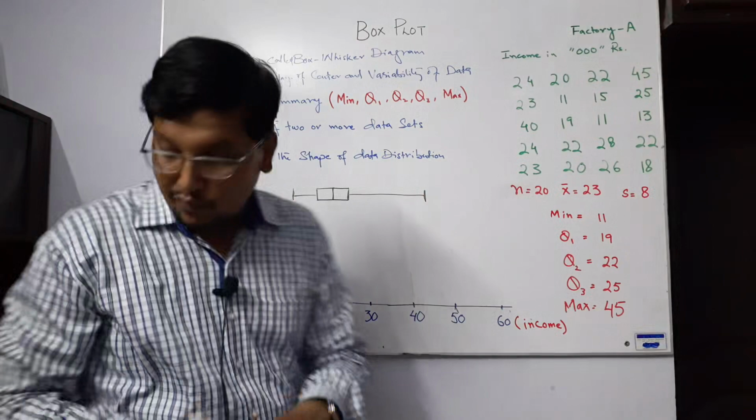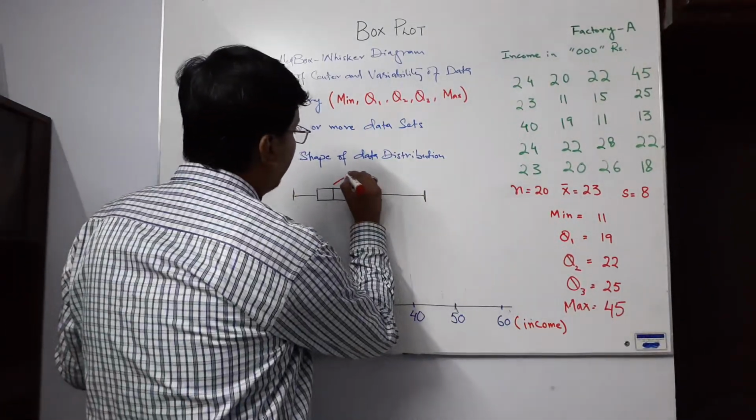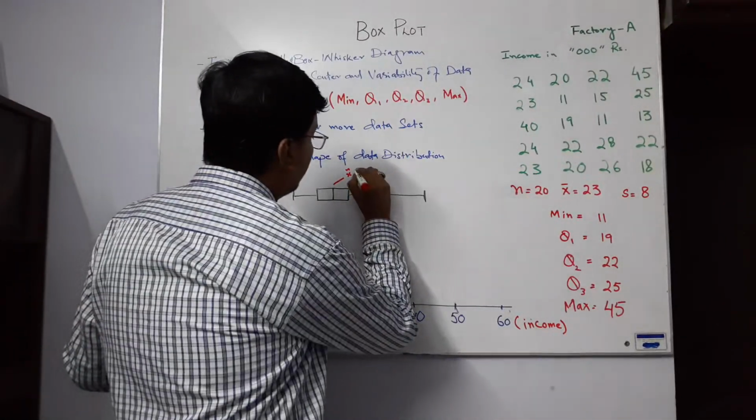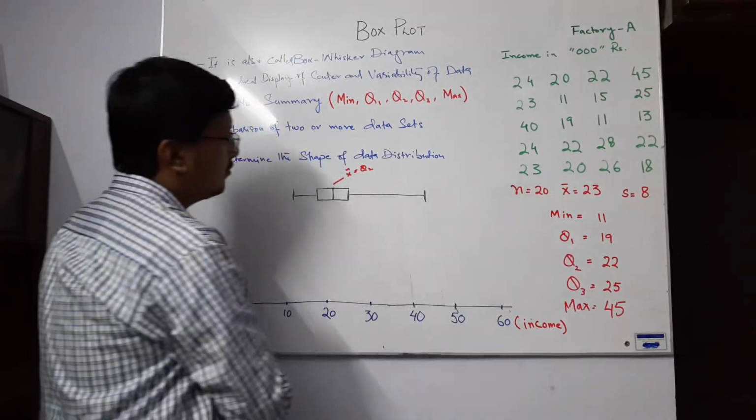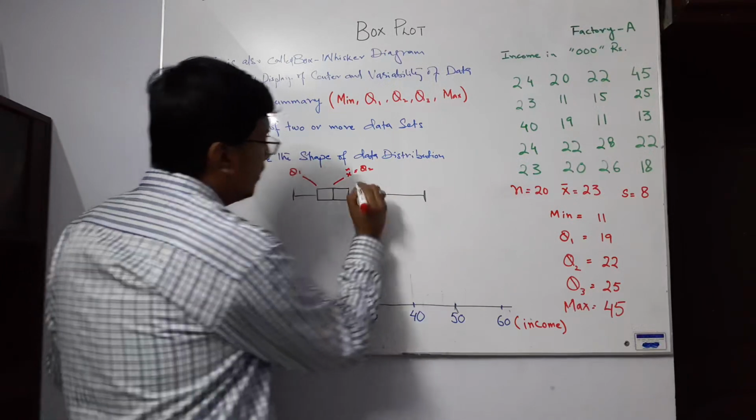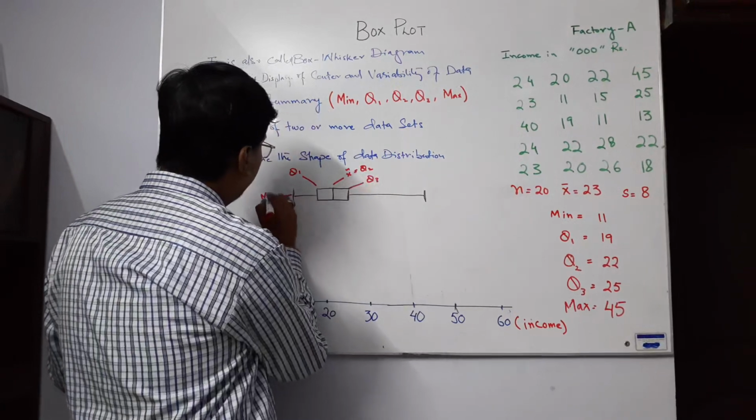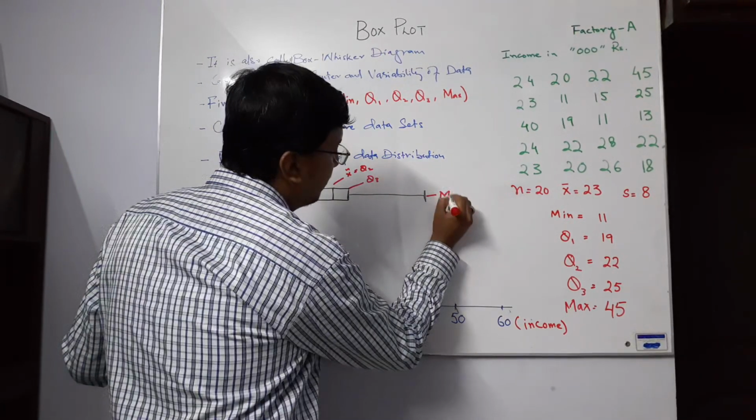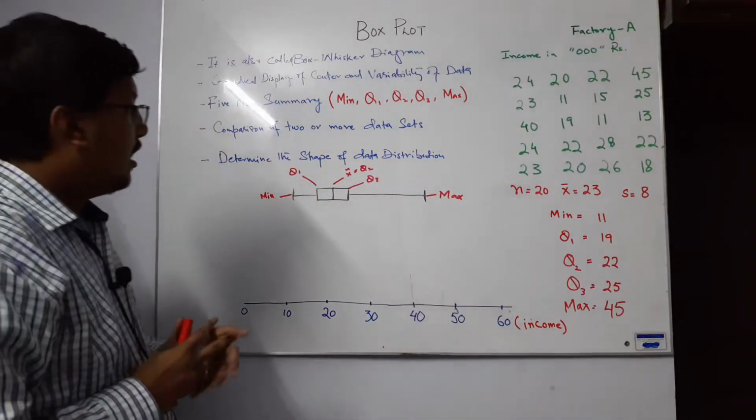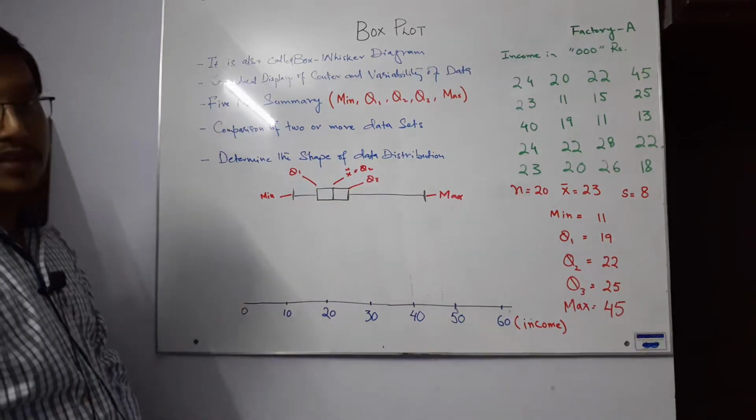So think about it, what are these numbers basically? So simple, this is your median, Q2, okay, and this is your Q1, this is your Q3, this is the minimum, and this is the maximum. डाटा का सेंटर आपको यहाँ पे मिल रहा है. और डाटा की वेरिएबिलिटी की बात करते हैं.